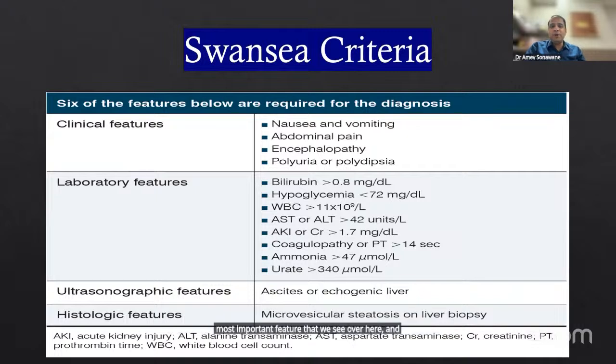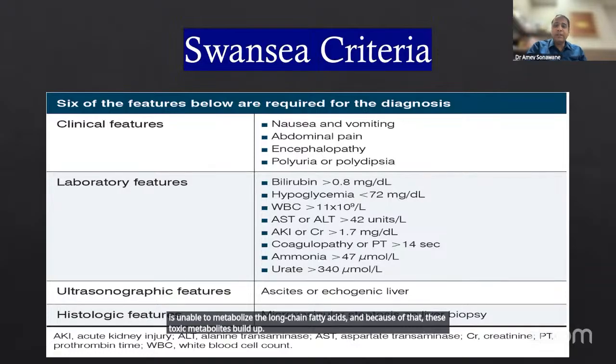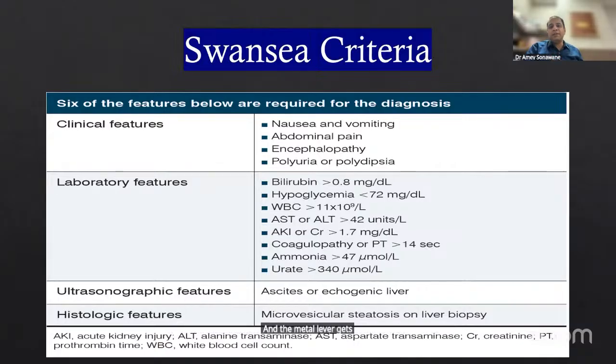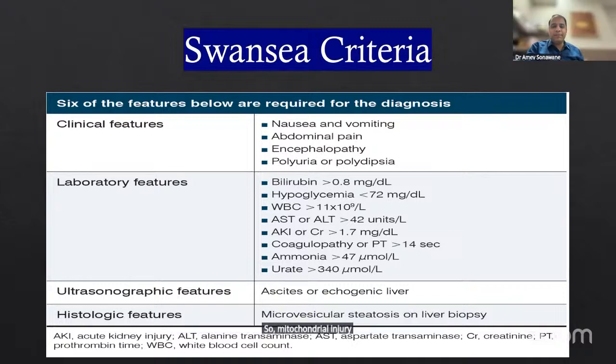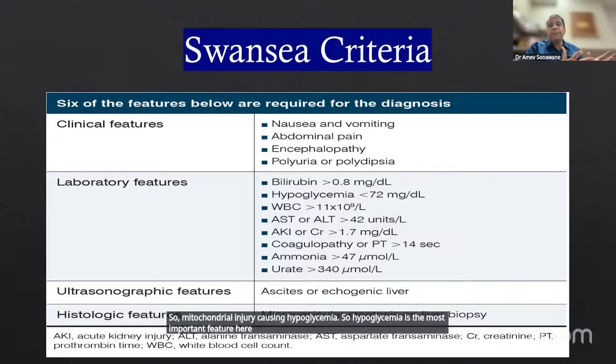And why hypoglycemia? In the mitochondrial sense, there is LCHAD deficiency in the child, so the child is unable to metabolize the long chain fatty acids, and because of that these toxic metabolites build up. We all know that in pregnancy there is already an immune dysregulation, and the maternal liver gets overwhelmed with all these toxic intermediate metabolites, and because of that there is a mitochondrial injury. That's important, because this is where it all starts. So mitochondrial injury causes hypoglycemia, with less ATP production basically.